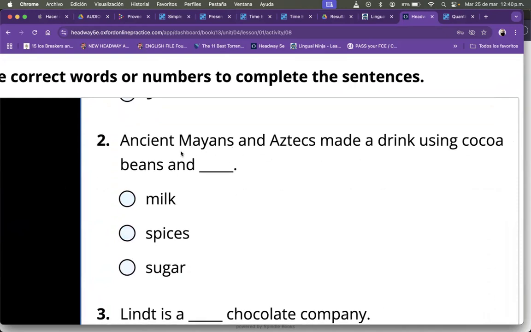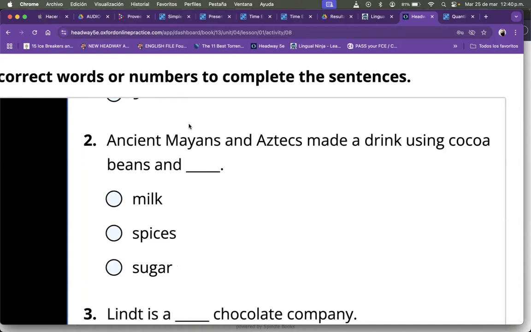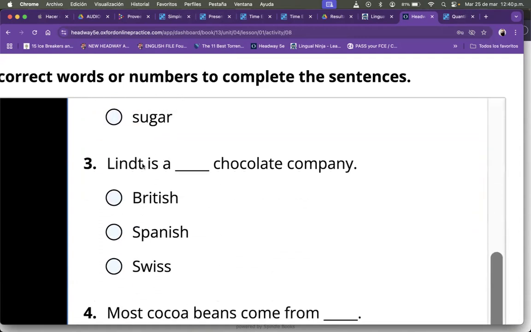Ancient Mayans. Ah, yeah. Do you know these guys? Ancient Mayas and Aztecs? Are they familiar to you? Yes. Yes, exactly. They were my family. Long time ago, no? Ancient civilizations. They made us drink cocoa beans and spices. Lindt is the brand, this famous company.